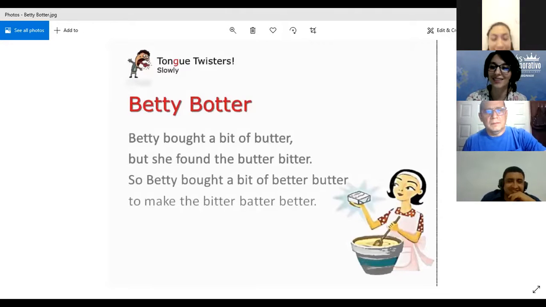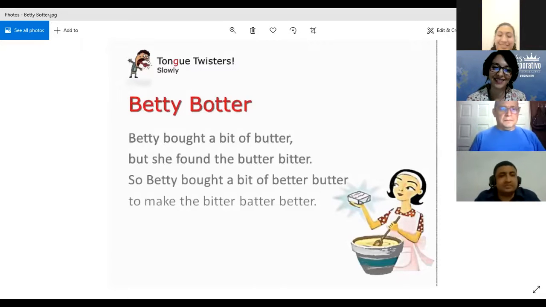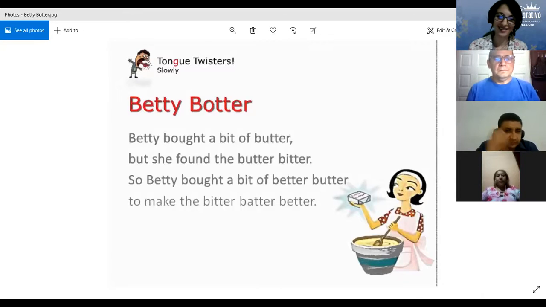Okay, now fast. Betty bought a bit of butter, but she found the butter bitter, so Betty bought a bit of better butter to make the bitter butter better. Okay, thank you very much, Mirna.